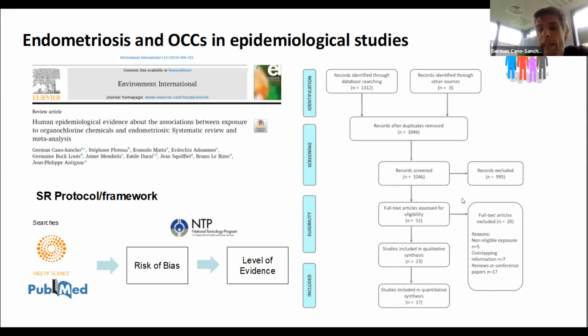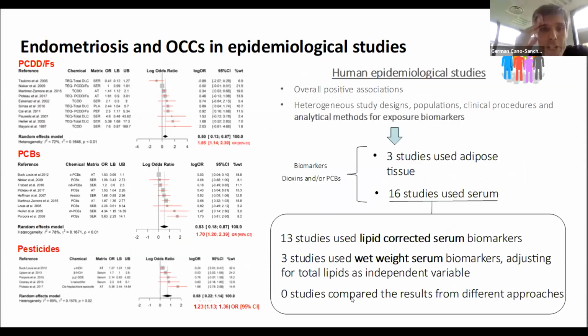We ended up with 17 studies that were mostly positively associated with endometriosis, with either dioxins, PCBs, or pesticides. And we were surprised by the heterogeneity of the different biomarkers used, especially as many of them were serum biomarkers, which entails a model specification issue related to the specific phenotype of lipid perturbation that underlies the pathology of endometriosis.